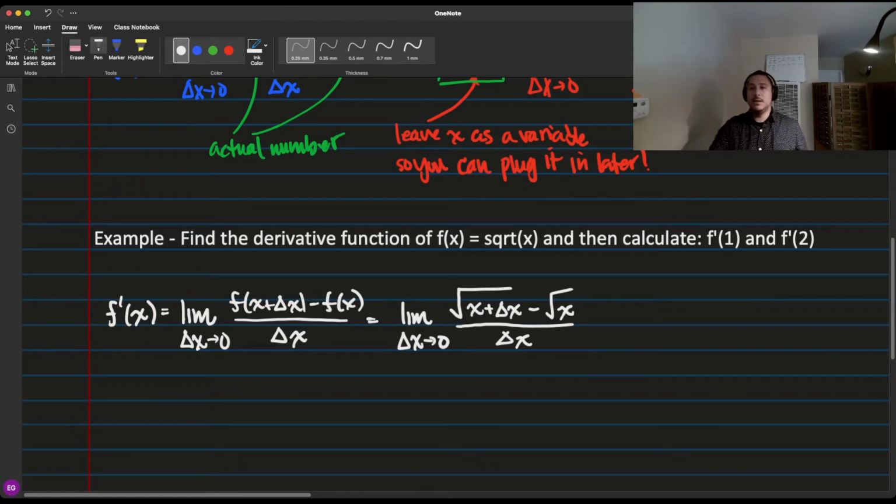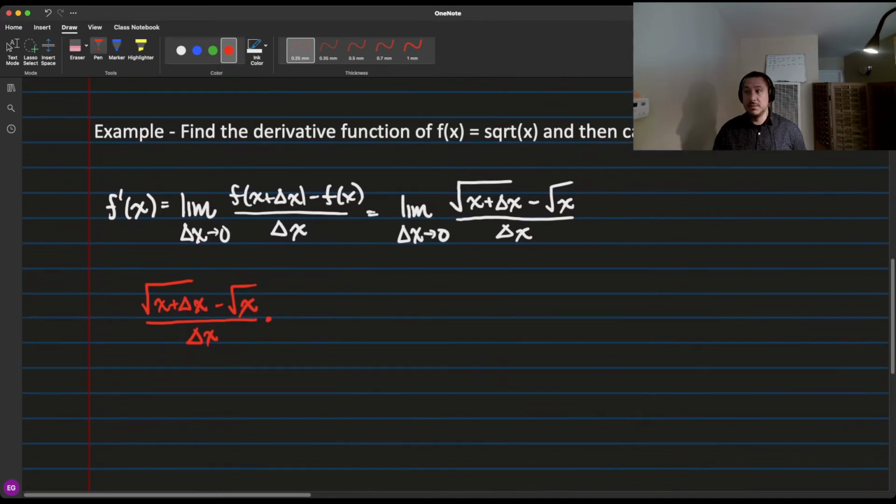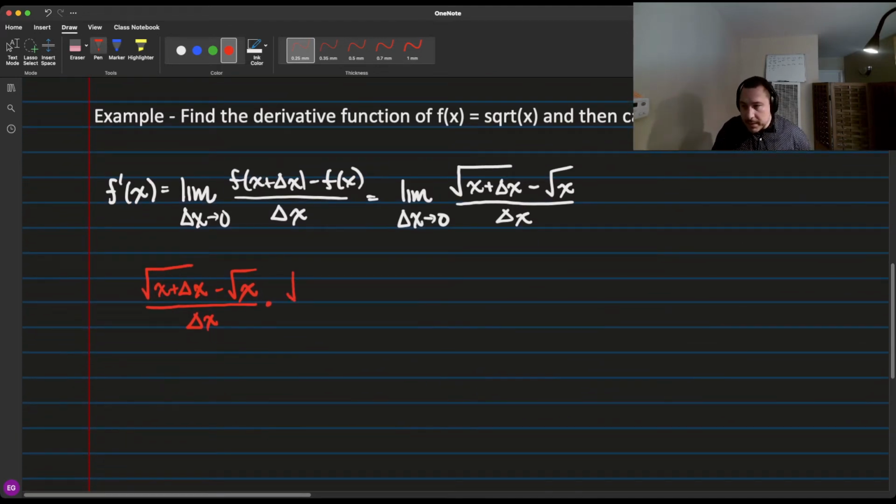Okay, now we can't just do direct substitution. Why not? Why can't we just direct substitute this and get our answer? Yeah, it's undefined when you plug in delta x equals 0. So what you notice is, well, we have a square root of x plus delta x minus square root of x all over delta x. So we're going to multiply by the conjugate to simplify this. We're going to multiply by square root of x plus delta x plus square root of x, all over square root of x plus delta x plus square root of x.